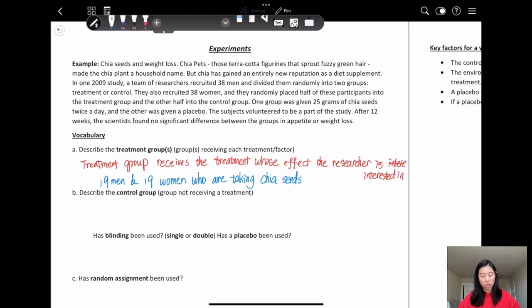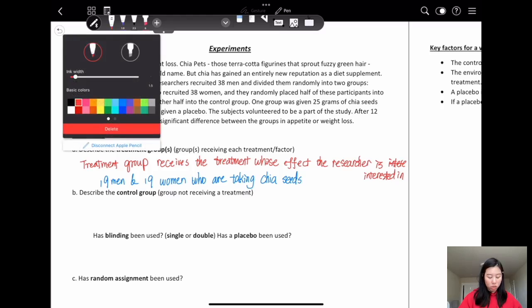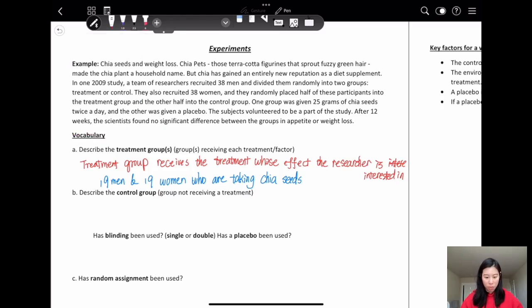Okay, so what is the control group? The control group is the group not receiving the treatment. They receive either no treatment or a standard treatment whose effect is already known, such as a placebo.